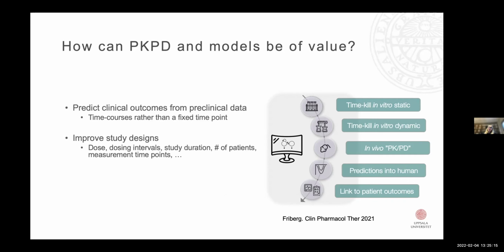So we want to improve the study designs, and what we mean with the study designs is a dose and dosing interval, the study duration, how many patients, when should we measure different things. And the main focus of Victor's work is really to see how we can analyze data from these type of trials. So hopefully come up with some suggestions that could be more efficient.